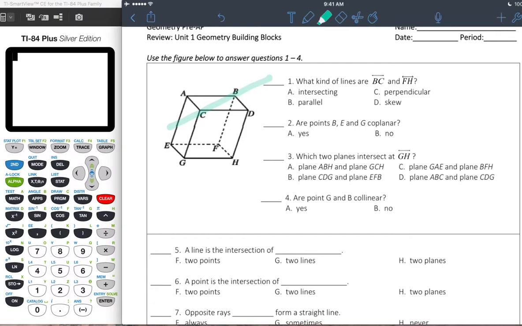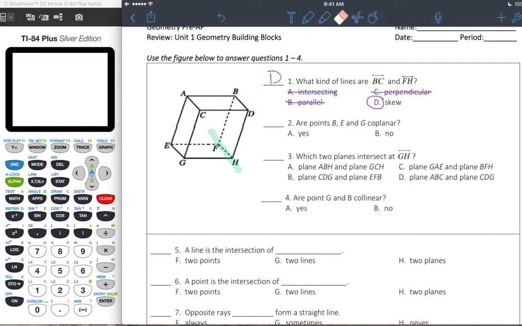Then we also have FH, which is down here. If you look at it, they are on different planes. They are definitely not parallel. They are not going to create a right angle, and they are actually never going to intersect. So our correct answer for number 1 is going to be D, skew.